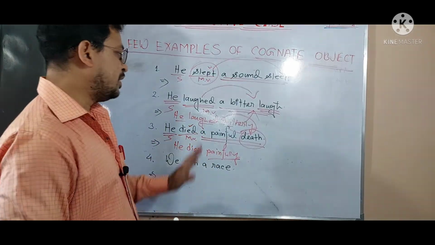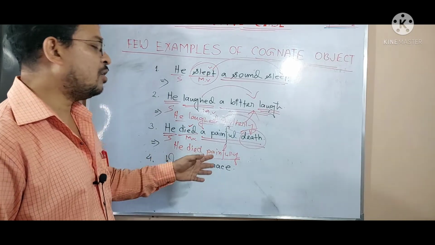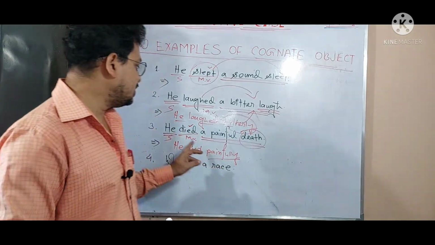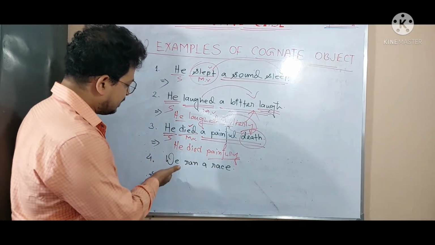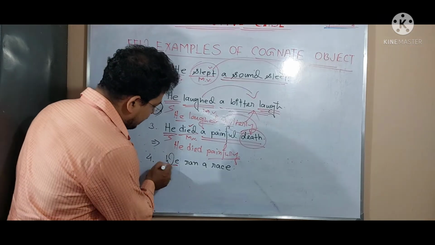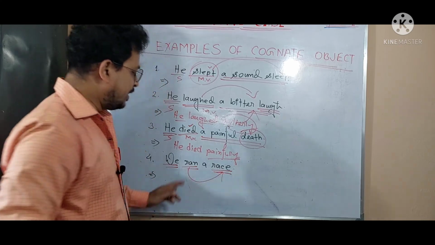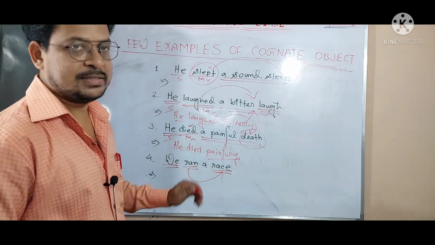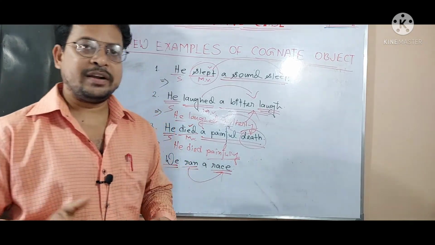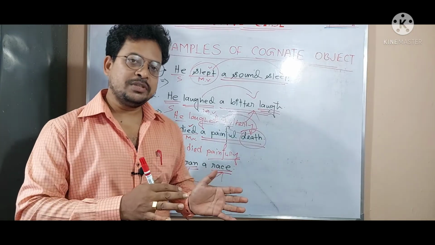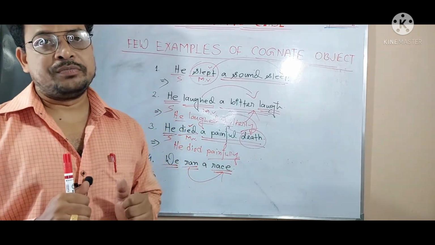So this is a noun form. This is why it is called an object, but it is not a direct or indirect object because it is an intransitive verb. Okay. Similarly, you see, we ran a race. From ran, the noun form race has been derived. Do you understand that? I think it has been cleared very well to you what is called a retained object and what is called a cognate object.